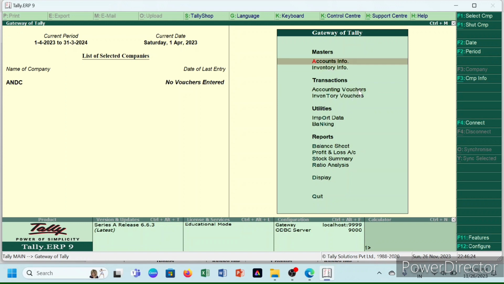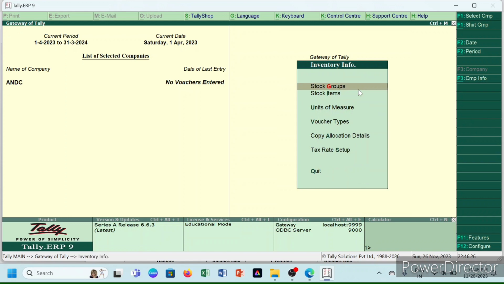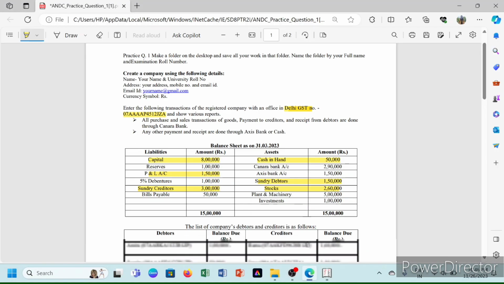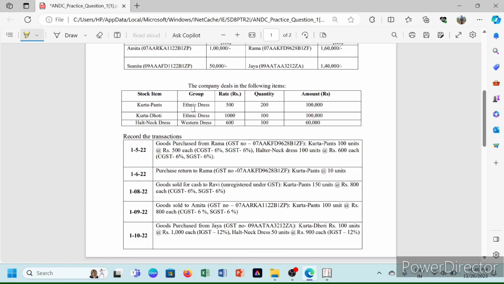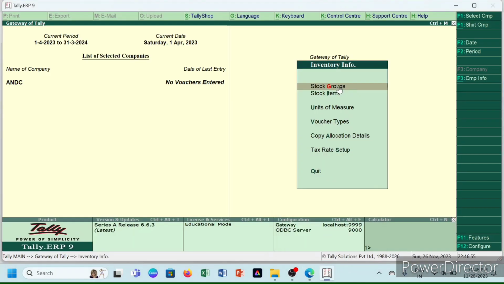Let's start with inventory. We'll put stock. In stock, you have to do three things: stock group, stock items and units of measure. इस तीनों में हमें वैल्यूज डालनी होगी. ग्रुप्स हमारे हैं, like here it is given groups ethnic dress and western dress. So two groups are given, ethnic dresses and western dresses. There are three items, and for the unit we will select the pieces.